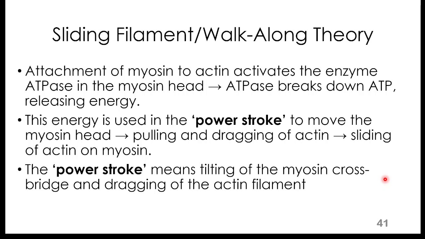Okay. Then the next step is that ATP will have bound to myosin. Then ATPase on myosin will break down the ATP to produce energy. It's that energy that the myosin heads will use to drag, what we refer to as the power stroke, to pull and drag the actin and cause the sliding of actin on myosin. All right.